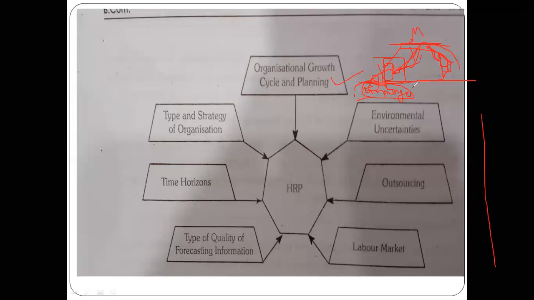Now coming to environmental uncertainties. Organizational growth cycle and planning is one of the factors which influences human resource planning and environmental uncertainties. See, human resource managers rarely have the privilege of operating in a stable and predictable environment. Our environment is volatile. Every day it will change.